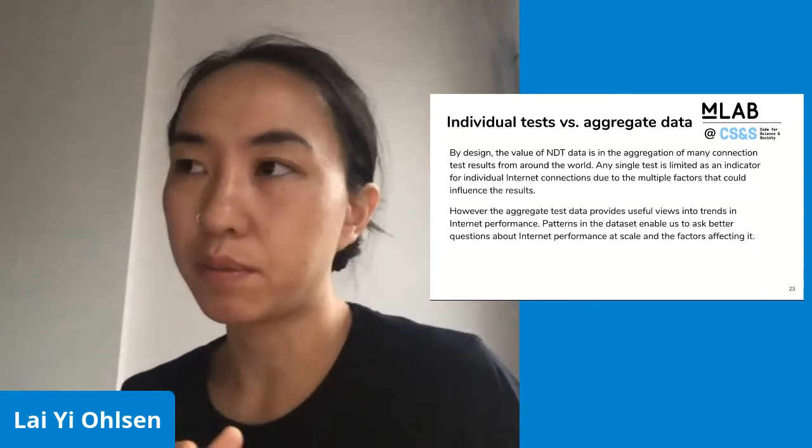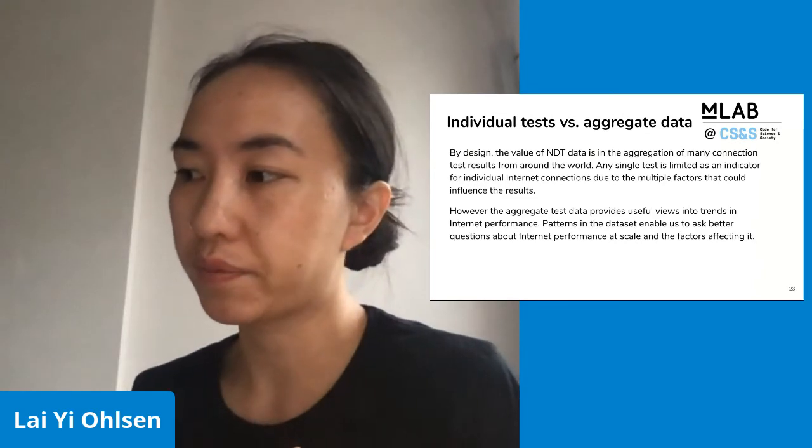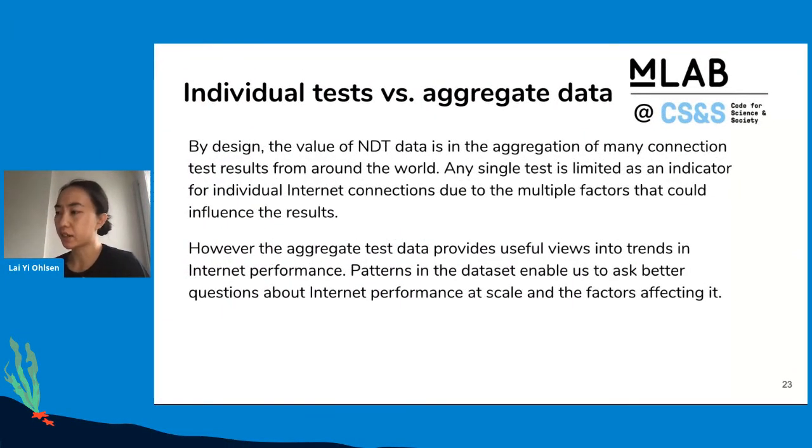When you're trying to answer the question, how well is internet doing in X area, it's really important to think about the individual tests compared to other individual tests over time. So, the aggregate data. This is true for NDT specifically because it's measuring the connection, and that can be affected by multiple factors. If you want to know what is significant about an individual test, you need to be able to compare it to the other tests that were taken with similar factors influencing it.